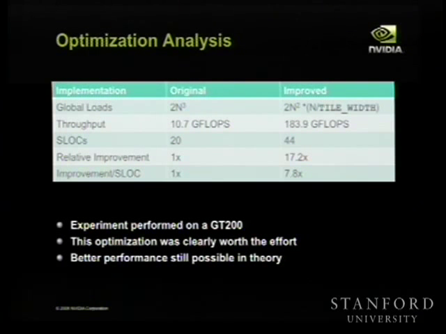And you can also look at the improvement on a per line of code basis. Even if you divide that improvement by the number of extra implementation hours that you want to throw at it, we're still 8 times better than we were at the beginning. So clearly, this optimization was worth the effort. We're still pretty far from the peak performance of this GPU. So in theory, we can do even better if we're willing to explore the optimization space further.